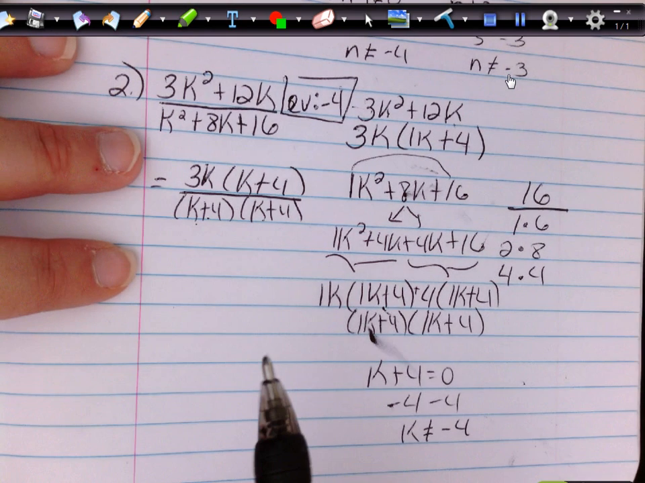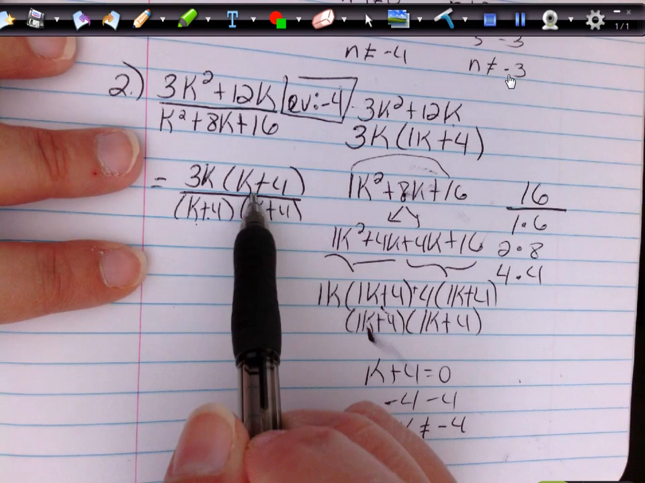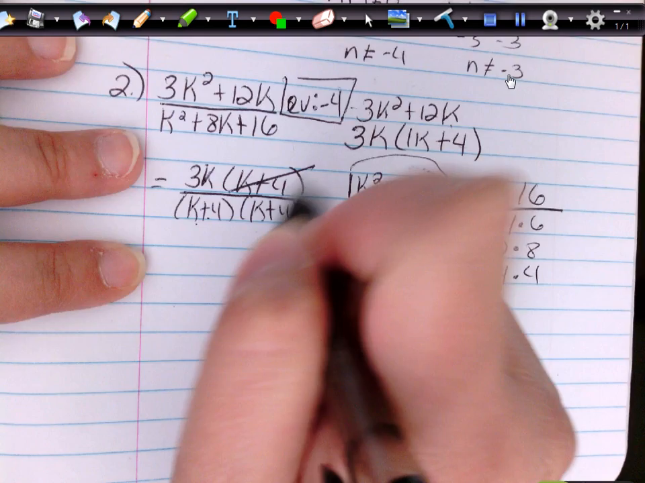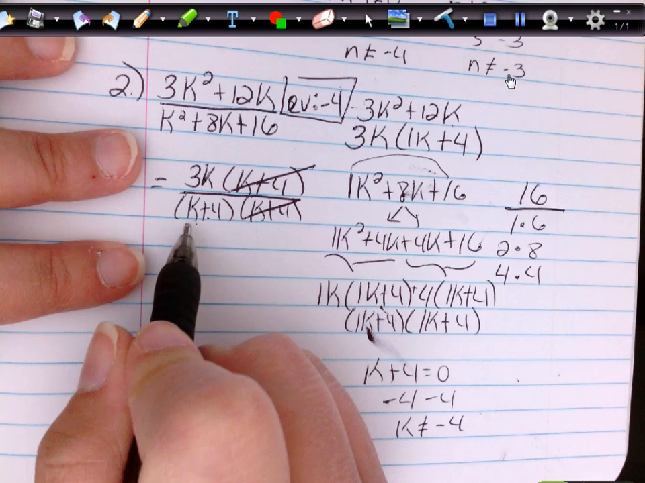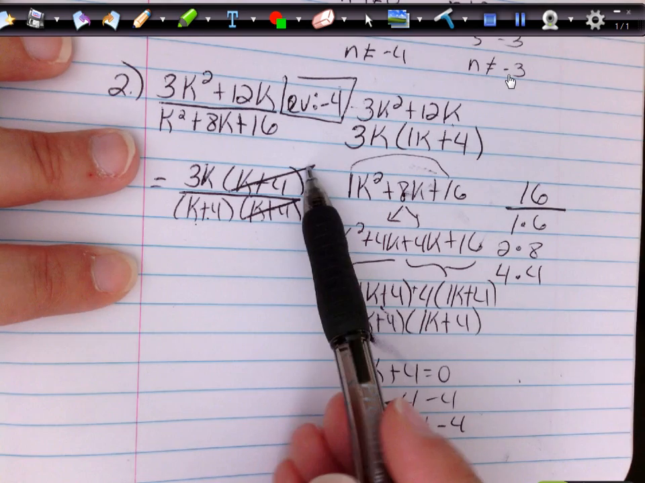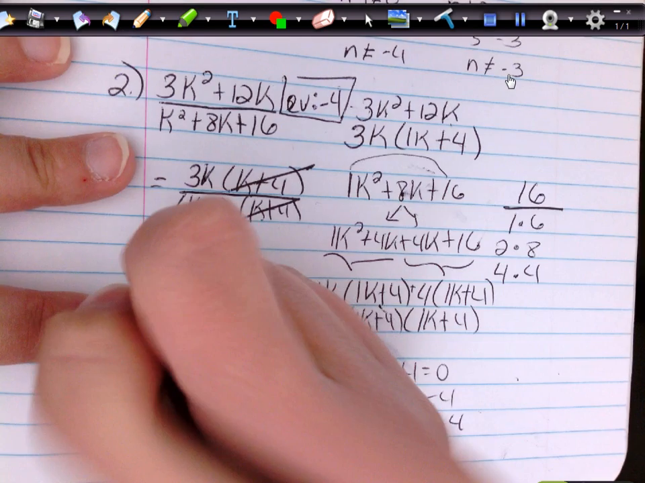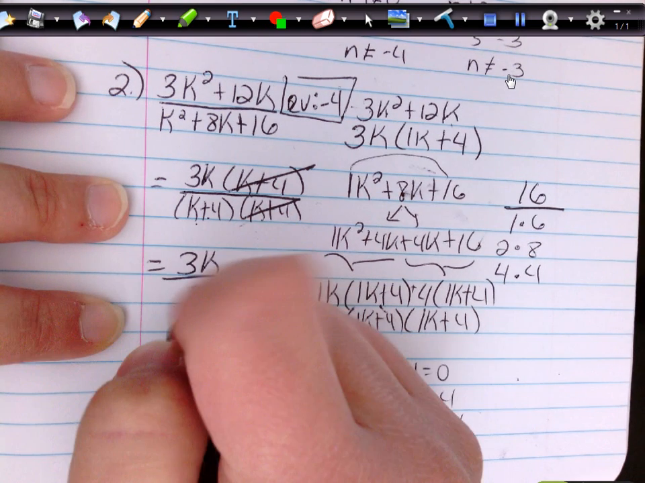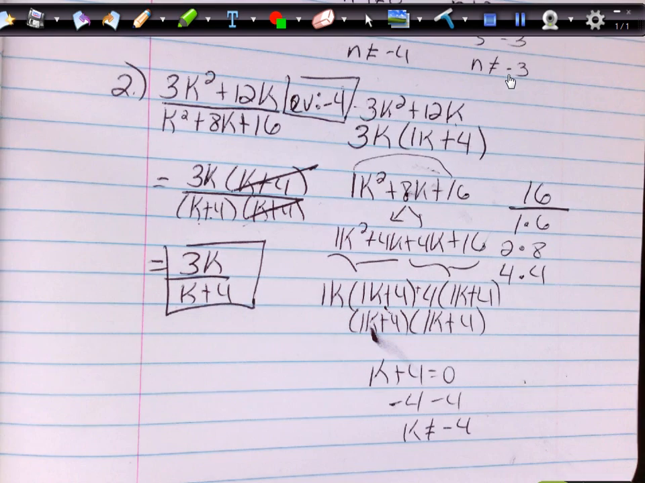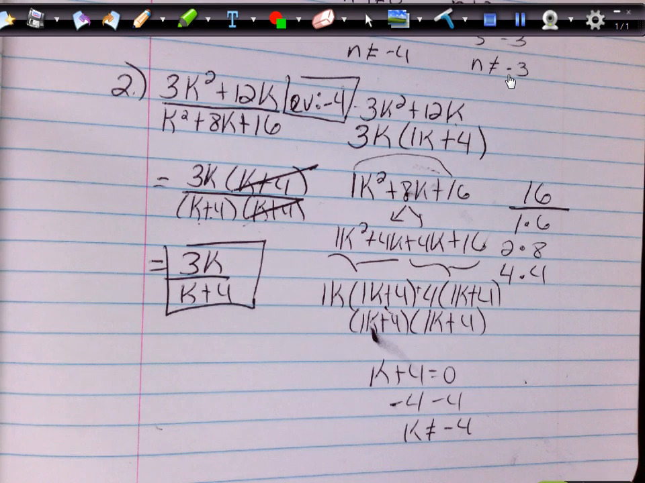Now that I have my excluded values, I'm going to look and say, okay, what's the same on the top and the bottom that I can cancel? I have a k plus 4 on the numerator and a k plus 4 in the denominator, so I can mark those out. Now, I can't mark out this one because I don't have another k plus 4 on the top to mark it out with. So for one on the top that I can mark out, I can only mark out one of the ones on the bottom. Let's see what we have left. We have 3k on the top and k plus 4 on the bottom. So there's my simplified rational expression. Please make sure that you have all of the work written before you move on.